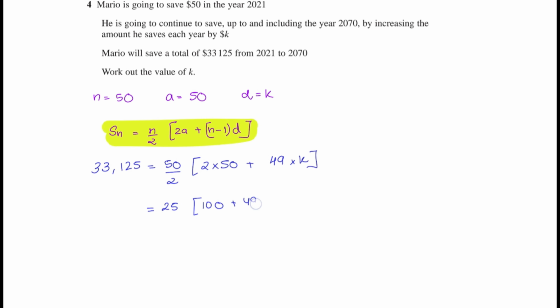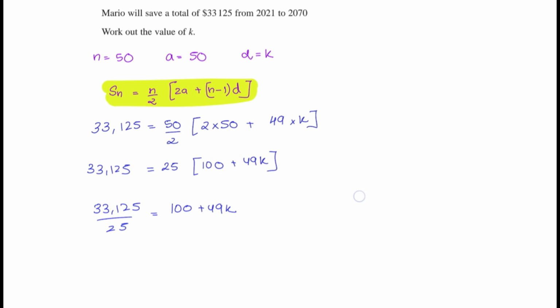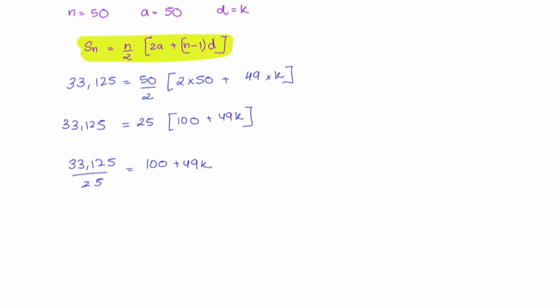2500 plus 49k, and 33,125 we will divide by 25. 1325 is equal to 100 plus 49k. 100 will be coming towards the LHS side. 1225 divided by 49 is equal to the value for k, and on dividing this, the value for k is 25.